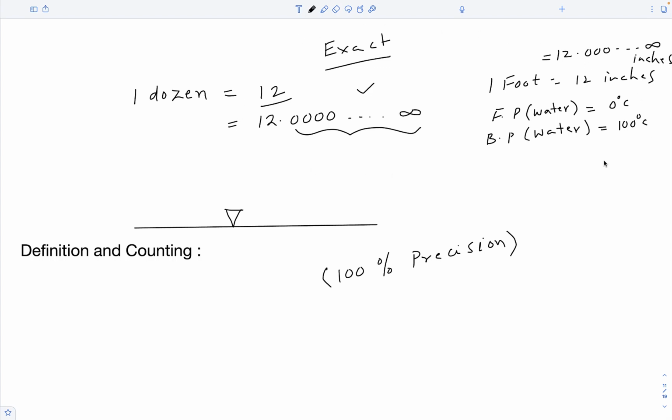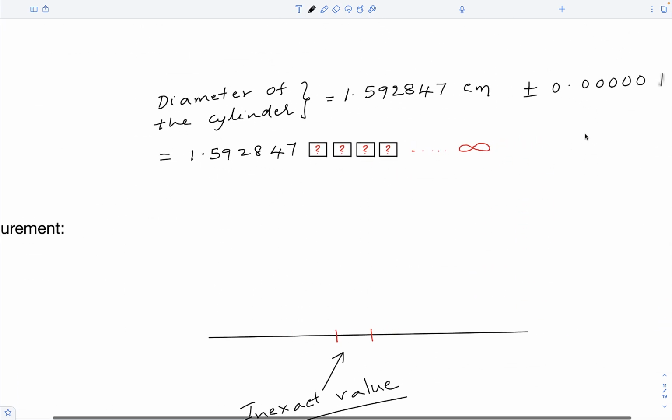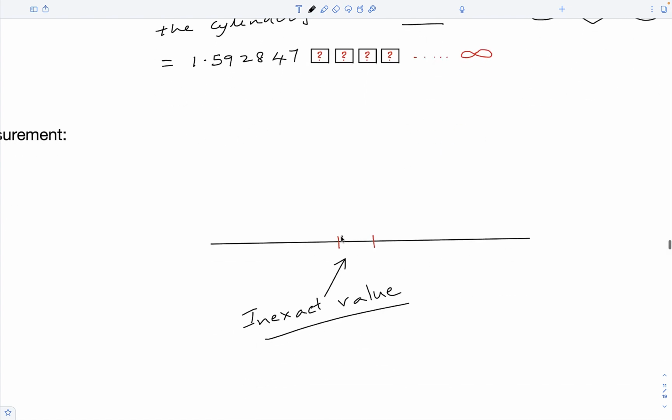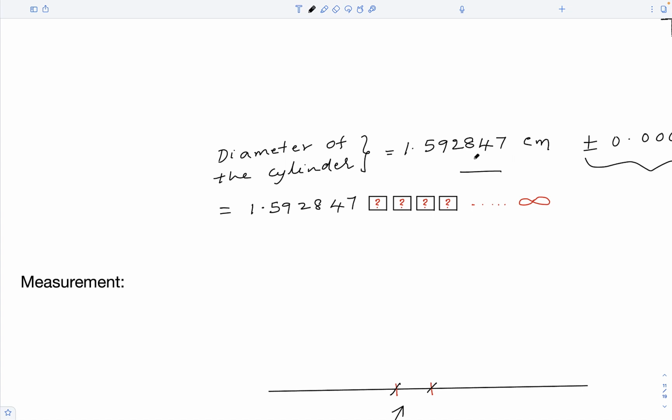So values that are assigned by definition, and values obtained by counting, are exact values. That is, their precision is 100%. But values obtained by measurement are inexact values because of this uncertainty or doubt. So whenever you measure something, you always get a range of uncertainty, but not the exact value. And here comes the last part of this video.